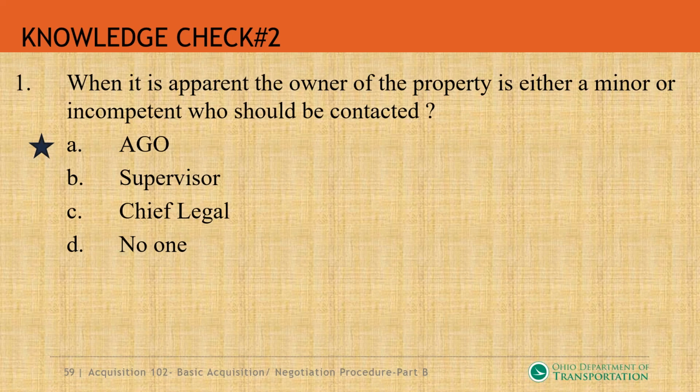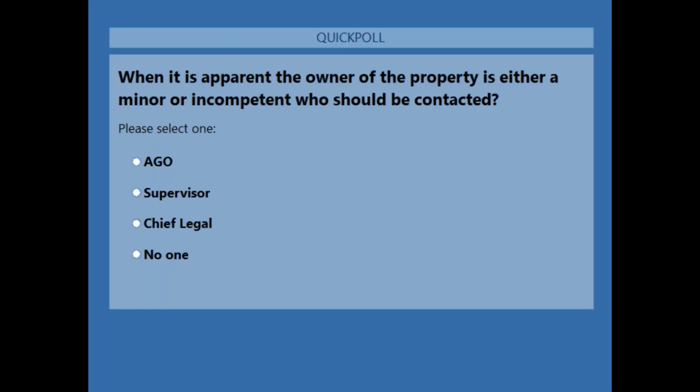Actually, the star came next to AGO. Oh, excuse me. Well, AGO. Sorry, that's my fault. That's all right. Looking at the wrong screen. The Assistant Attorney General's office. All right, okay. Next question.